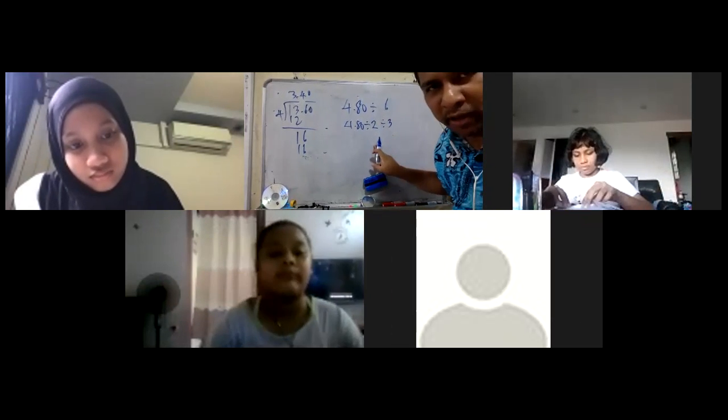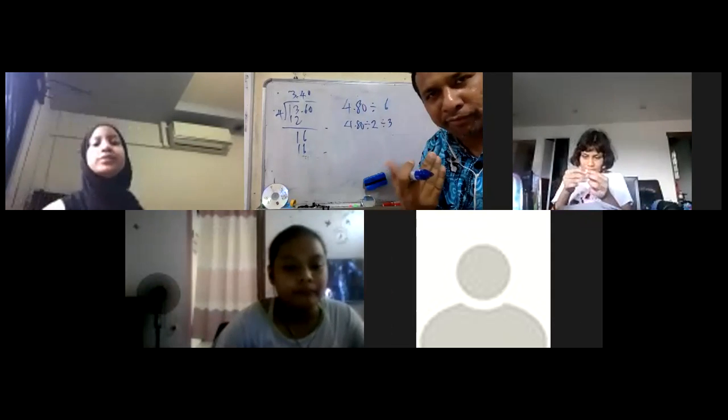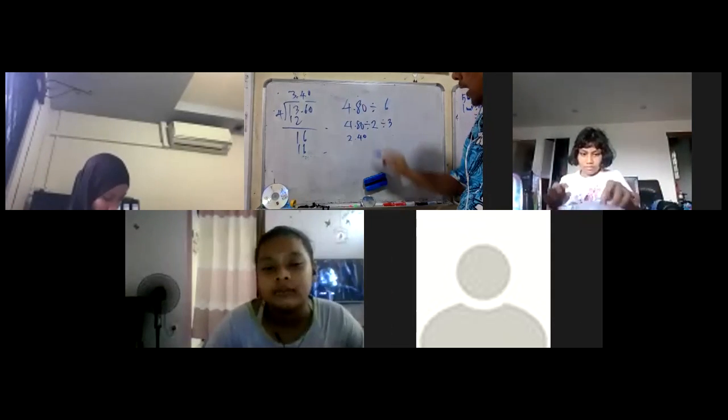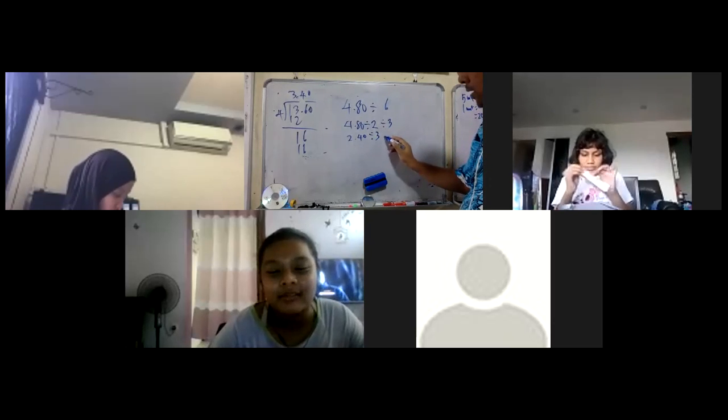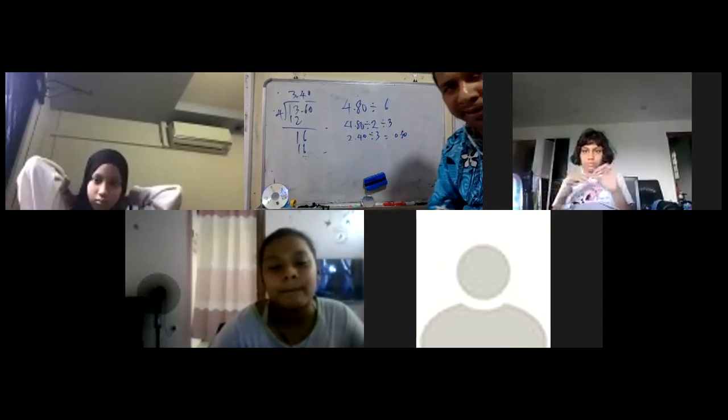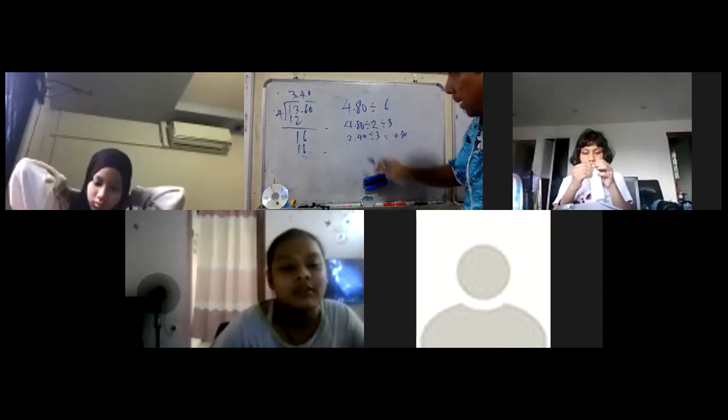Why do I want to divide by 2? Because mentally I can imagine half. So what is half of 480? 240. Then divide by 3 after that. So 24 divided by 3 is 80 cents. You see, I can do it mentally, you know. Are you sure? Sometimes the number is too big.